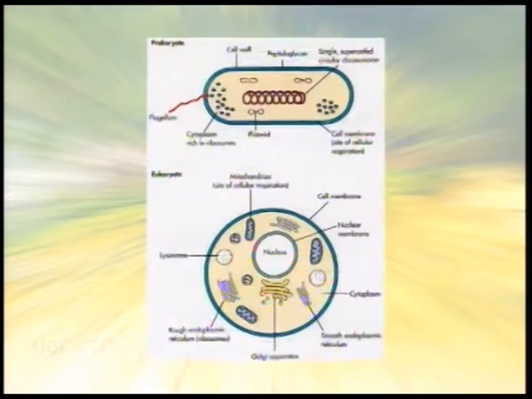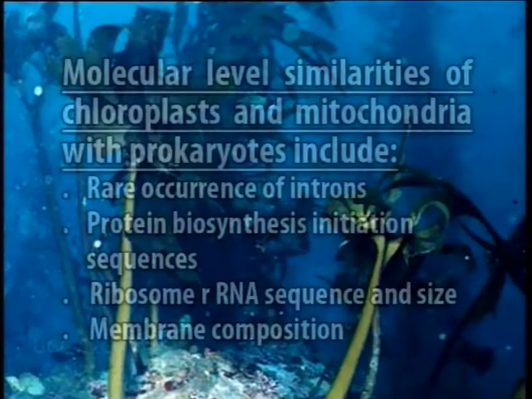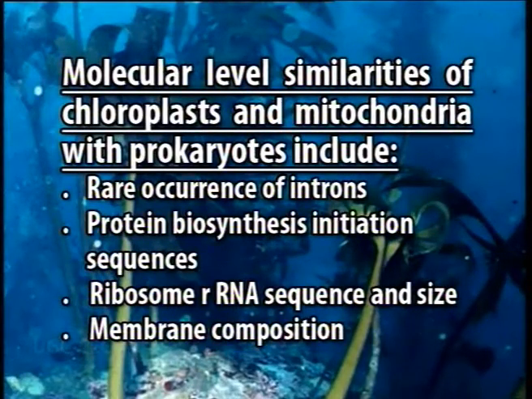The theory appears by and large plausible because a large number of biochemical, cytological and genetic characteristics of chloroplasts, and of course the mitochondria as well, show much more similarity and homology with prokaryotes such as cyanobacteria than eukaryotes. The molecular level similarities that chloroplasts share with the prokaryotes include especially the DNA circularity, rare occurrence of introns, protein biosynthesis initiation sequences, and also the ribosomal RNA sequences and size, and also the membrane composition.